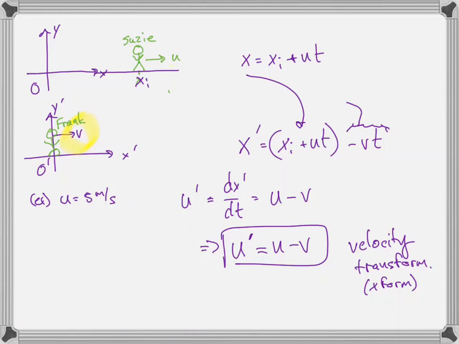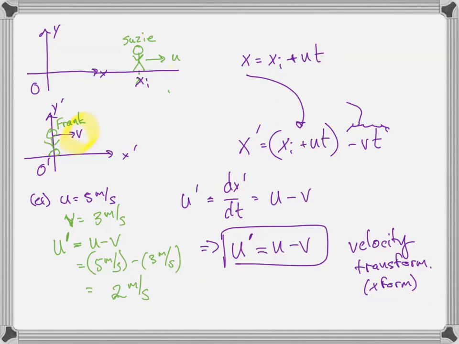So according to Frank, how fast is Susie moving? I didn't say. So let's say that Frank is chasing after her. He's not as fast as Susie. So Frank is chasing after her at 3 meters per second. How fast is Susie getting away from Frank? Well, Susie's velocity relative to Frank is u prime, and u prime equals u minus v. So Susie's velocity relative to Frank is 5 meters per second minus 3 meters per second, which equals 2 meters per second. So Susie is still getting away from Frank at 2 meters per second. She's going 2 meters per second faster than Frank.